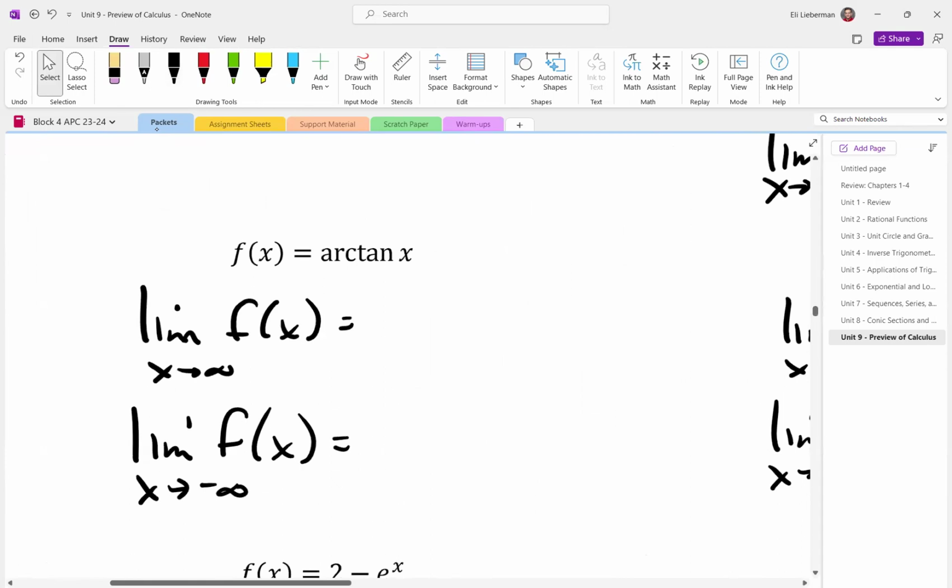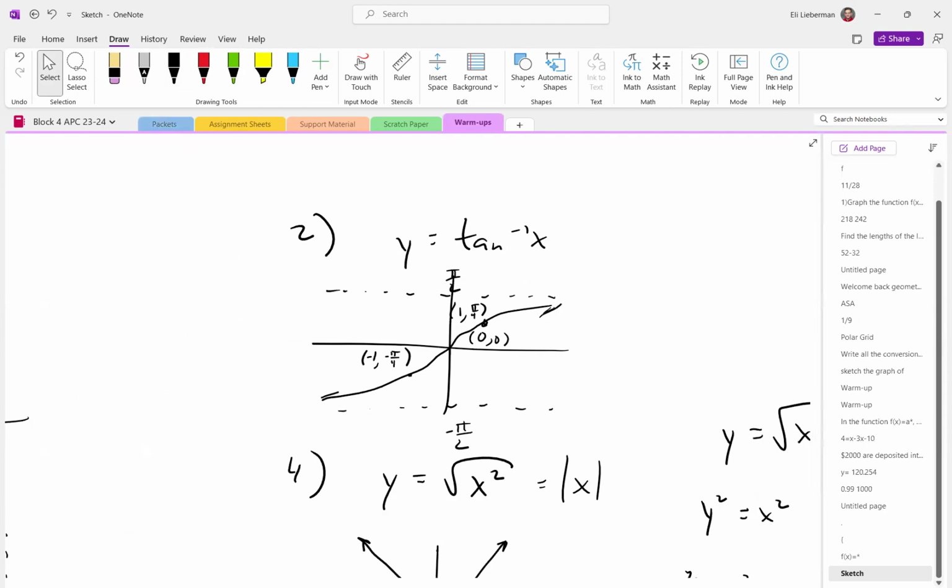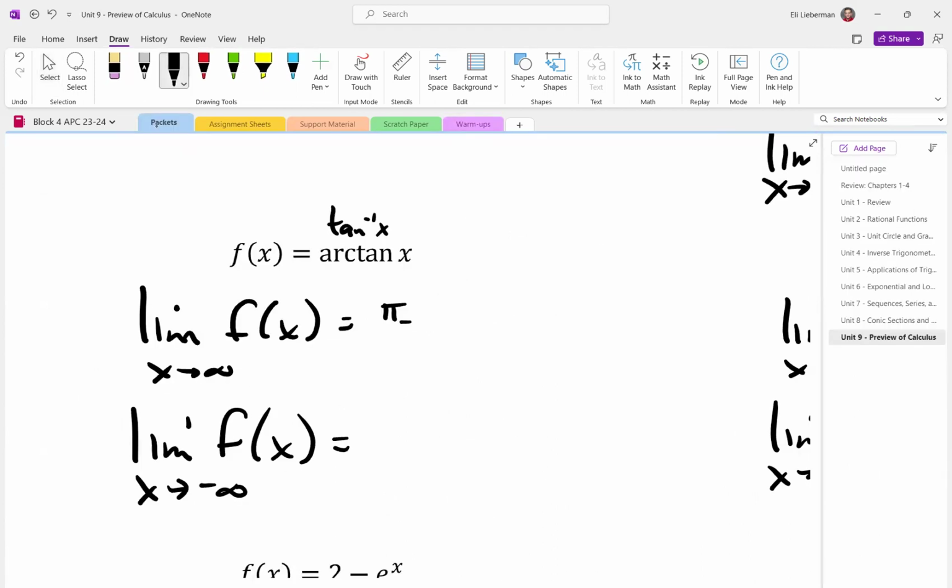This one. I need some input from someone here. Nathan, can you help me with this one, please? Yes, so arctan is just tan inverse of x. Okay, exact same thing. So then I refer to the graph that we drew. How handy. And so as x approaches infinity, it should be at pi over 2, and then negative pi over 2 as x goes to negative infinity. Are we good with that? Thank you. Nicely done.